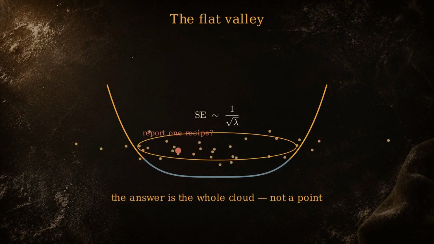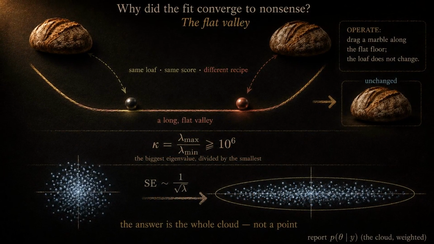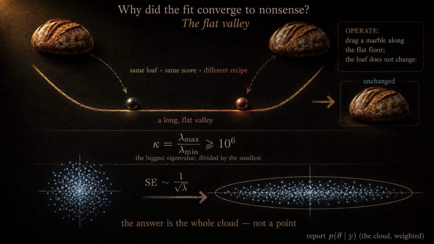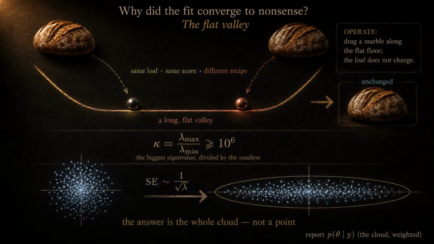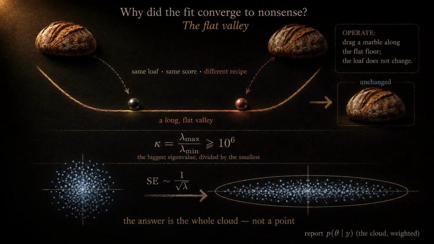Big eigenvalue, tight estimate. Tiny eigenvalue, and the estimate smears out along the entire length of the valley. So the honest answer the data gives back was never a single point. It's this: the whole cloud of recipes that bake the same bread. That cloud is the thing you are actually estimating. Reporting one recipe from inside it is just reporting where you started.